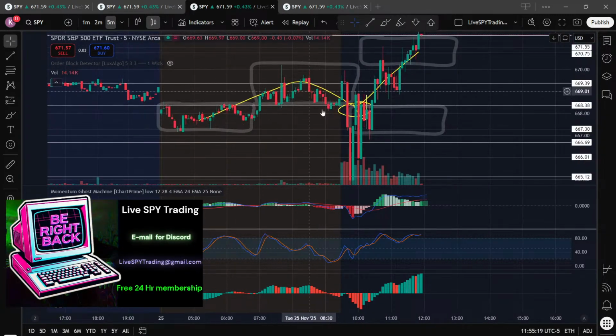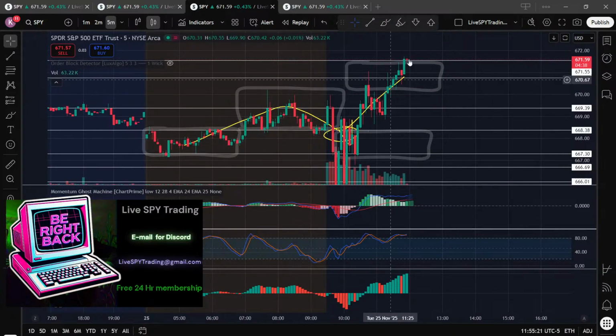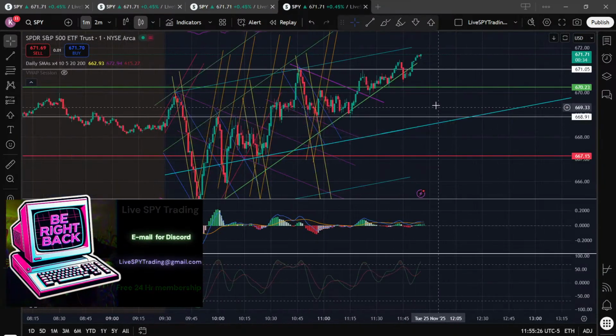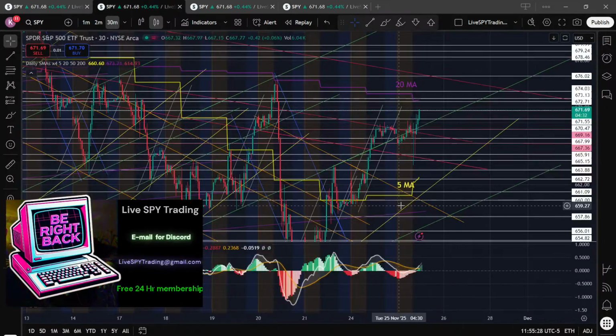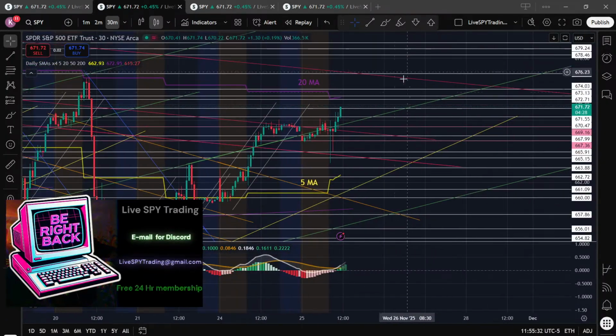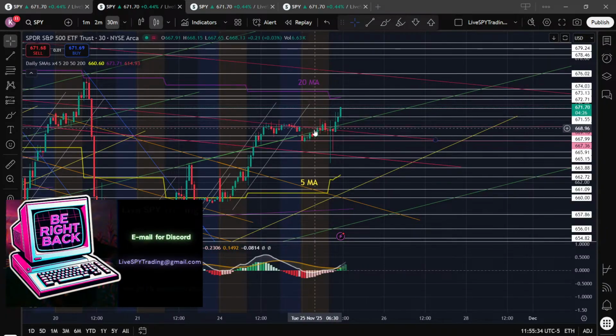This is on our 5-minute chart. This is already here. We already knew what to expect. And if that wasn't good enough for you, we had our 30-minute chart with our trading plan. Our trading plan had literally this. Hold on, let me look at it.